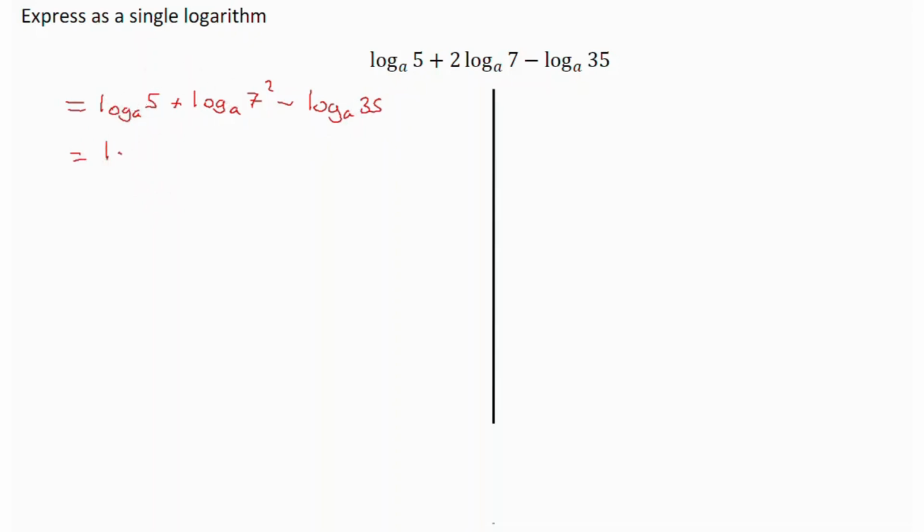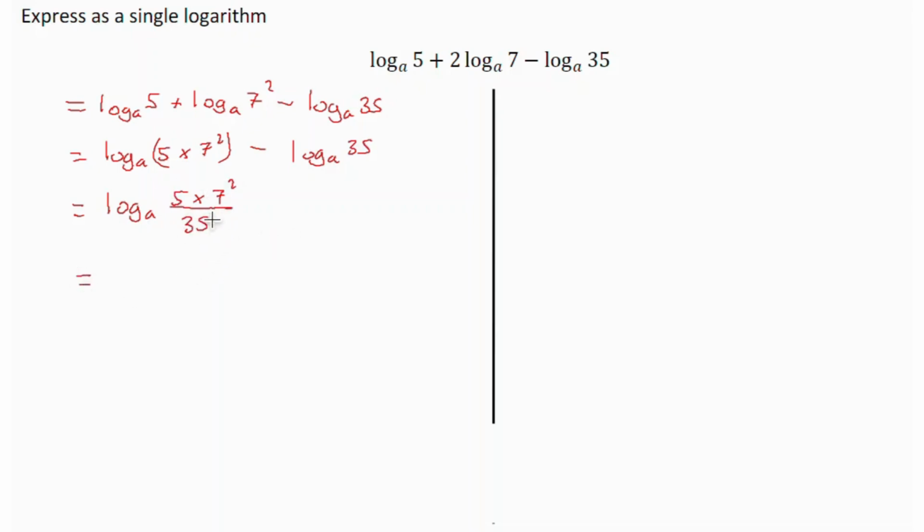and this gets us log base a of 5 times, and I'm just going to leave it for now as 5 times 7 squared, and then subtract log base a of 35. And finally we use the second law of logarithms, because now we have a logarithm minus another logarithm, which gives us log base a of, and now we're doing this one divided by this one, so we get 5 times 7 squared over 35.